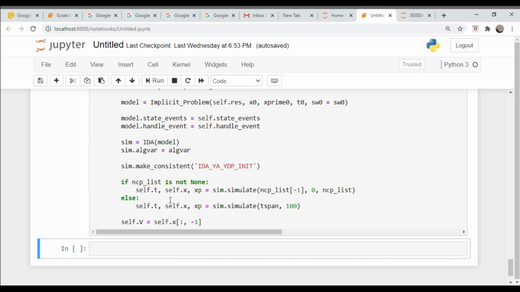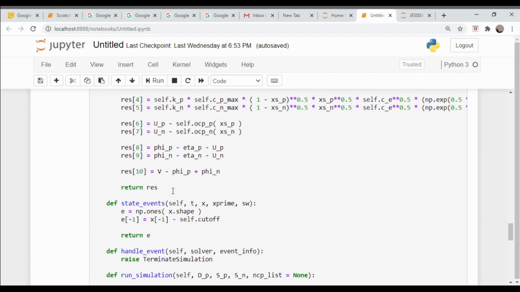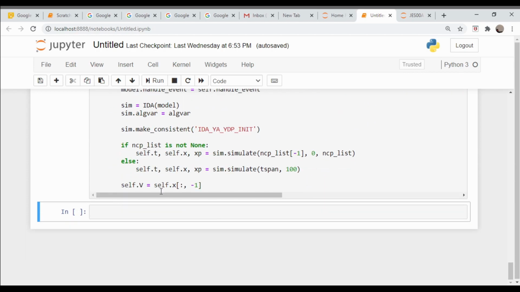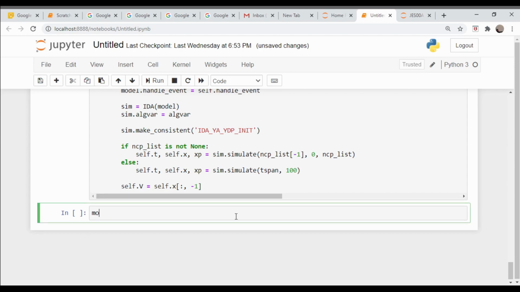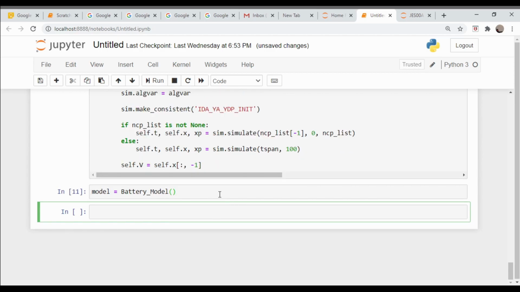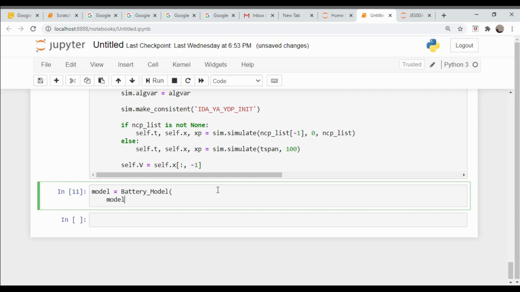So what I want to do now is just test this to make sure we can actually run this code just by trying to do a simple discharge. So let's just create a variable called model, and that'll be equal to battery model. Let's just see if that actually runs. It does, and now we should be able to call model.run simulation. Let's pass in a value of 10 to the minus 13 for D. I don't know, 9 for the cathode and 8 for the anode.